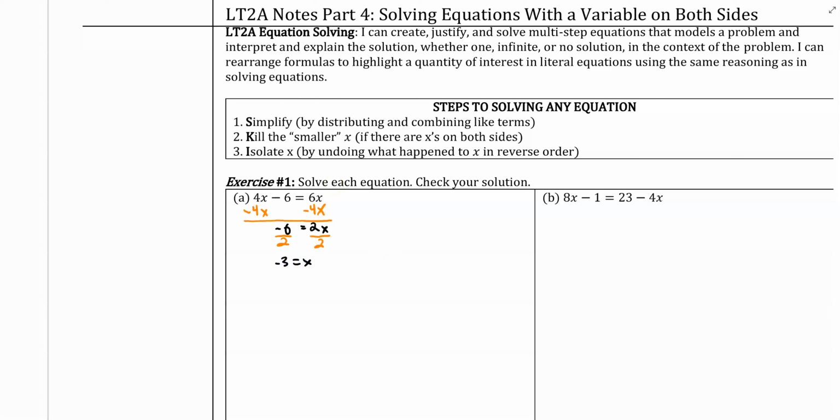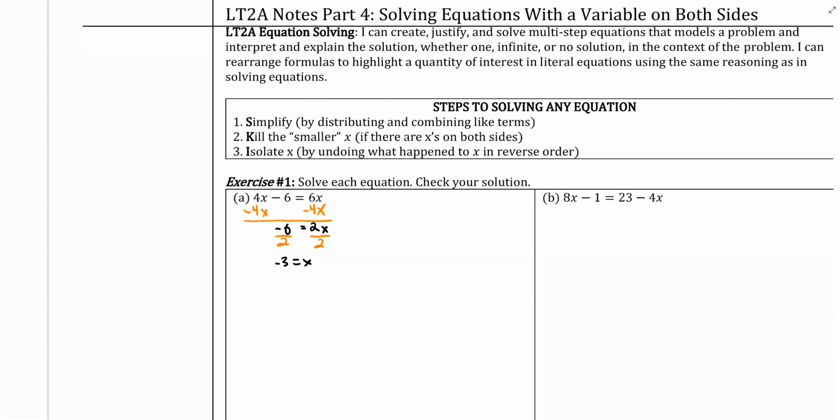In exercise B, we have 8x minus 1 equals 23 minus 4x. So our first step is to eliminate parentheses and combine like terms, but just like the previous problem, there are no parentheses, and while there are multiple x terms, they're on different sides. So there are no like terms on the same side to combine. Step 2 is to kill off the smaller x.